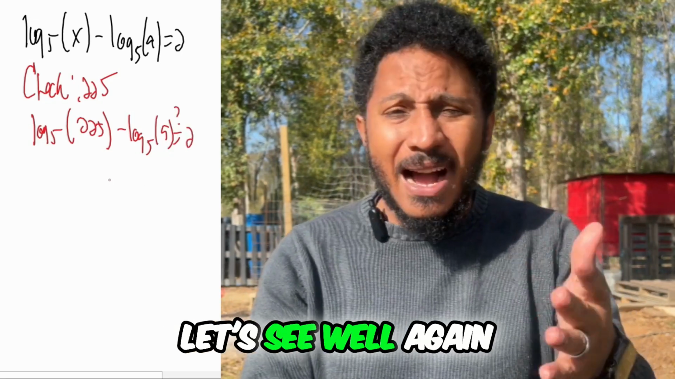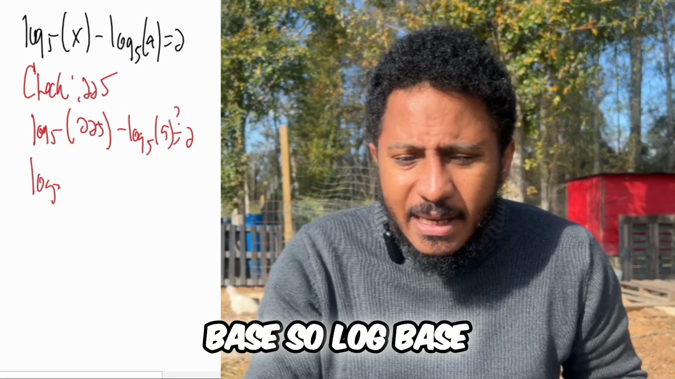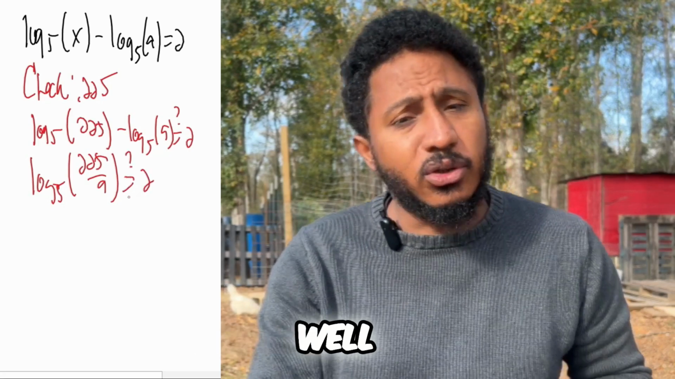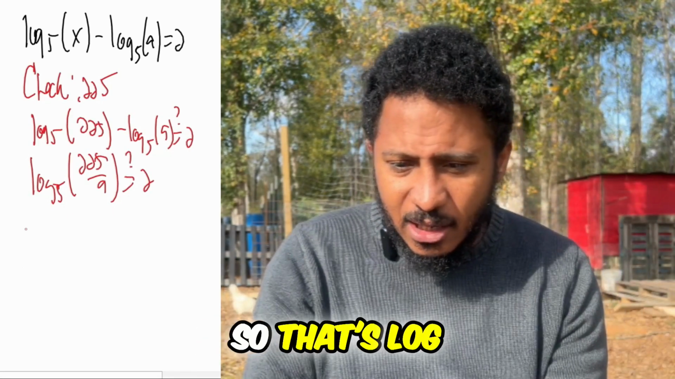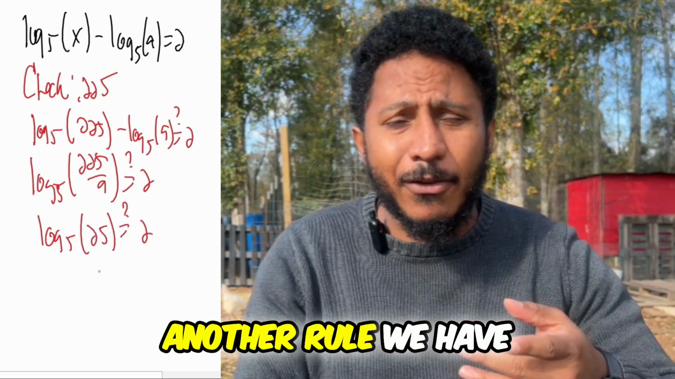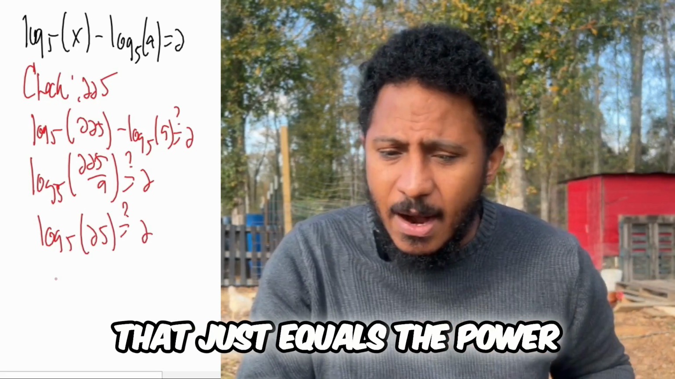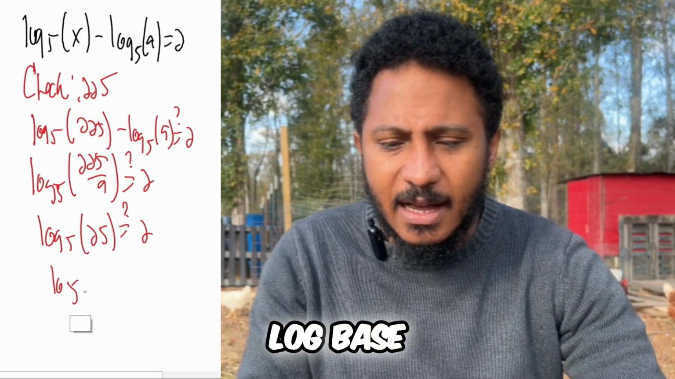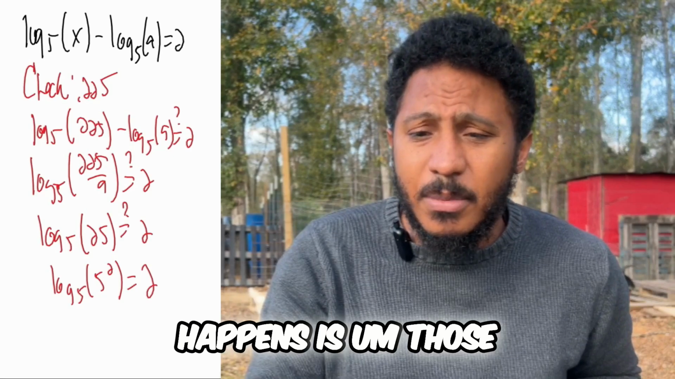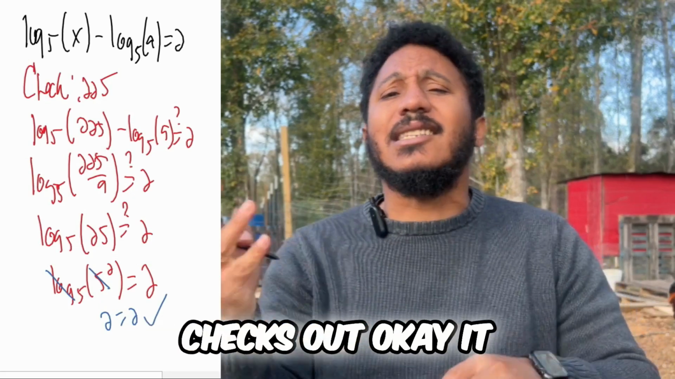Well, by our rules of logs, we know we can divide these insides because they have the same base. So log base 5 of 225 divided by 9, is that equal to 2? Well, 225 divided by 9 is 25. So that's log base 5 of 25. Is that equal to 2? Another rule we have for logs is that log base x of x to a power just equals the power. So here we have log base 5, and 25 we can write as 5 squared. So that just cancels, and we are left with just the power. So we end up with 2 equals 2, which is a true statement. It checks out.